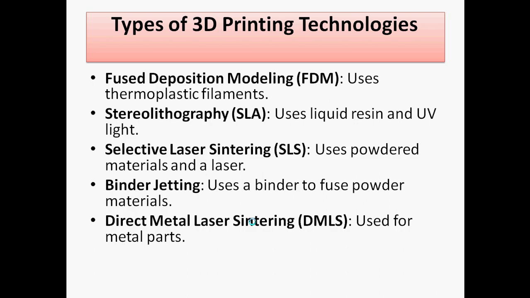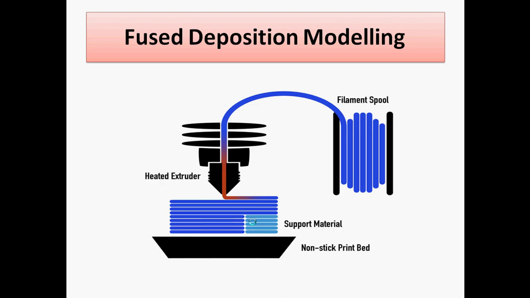The next is selective laser sintering. Here powder material is used with a laser, and we create the desired shape in SLS. Then the fourth one is binder jetting. It uses fused powder material. We fuse the powder, and then we obtain our object. The next is direct metal laser sintering, which is useful for metal parts. So these are the 3D printing technologies that have evolved. Firstly, we discuss them one by one.